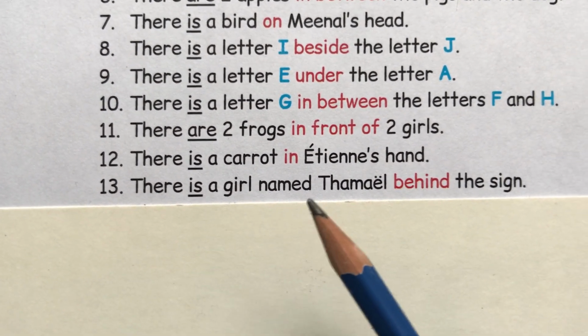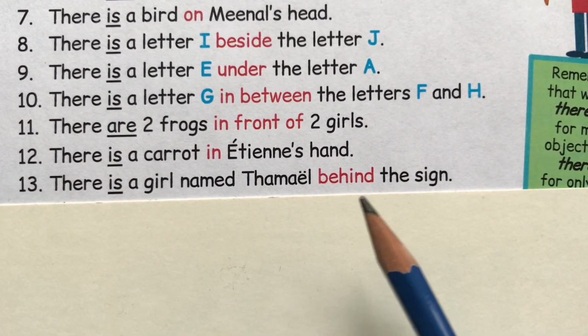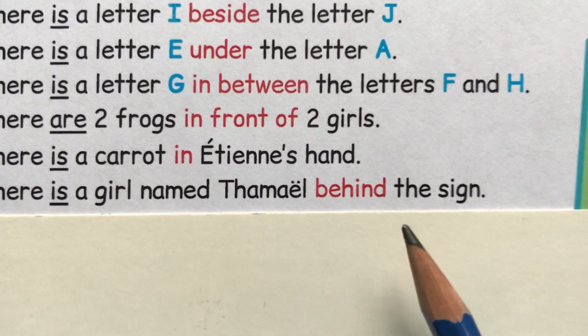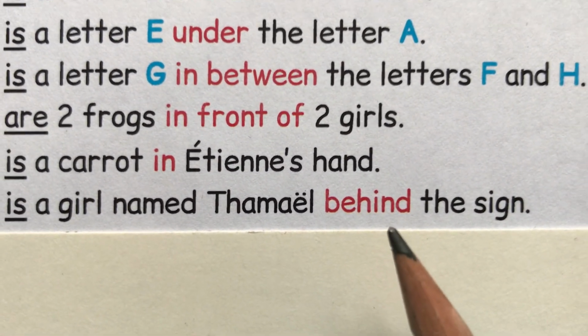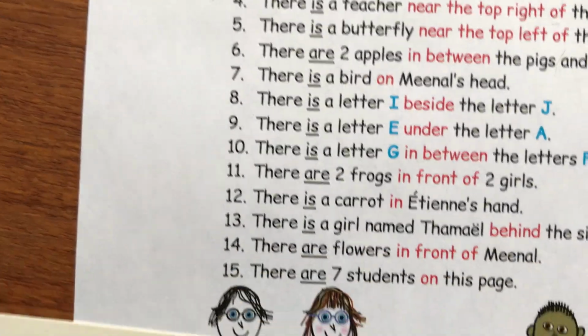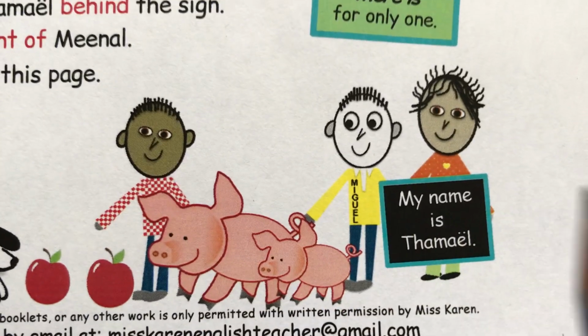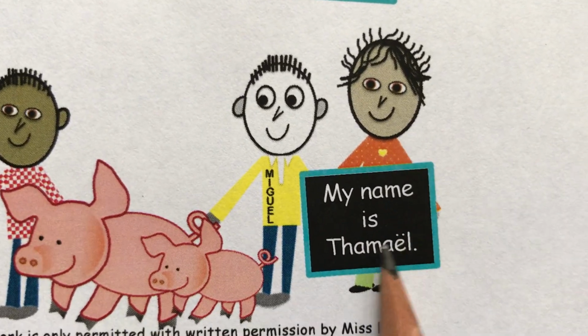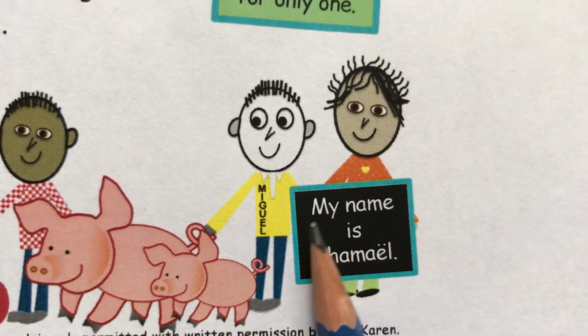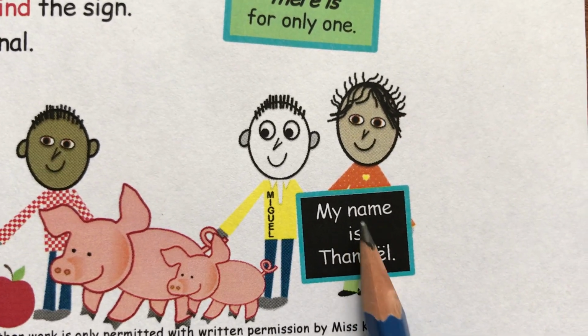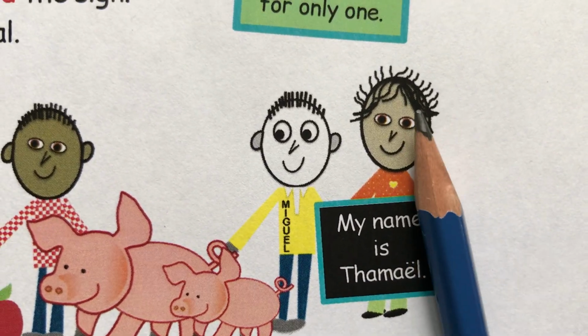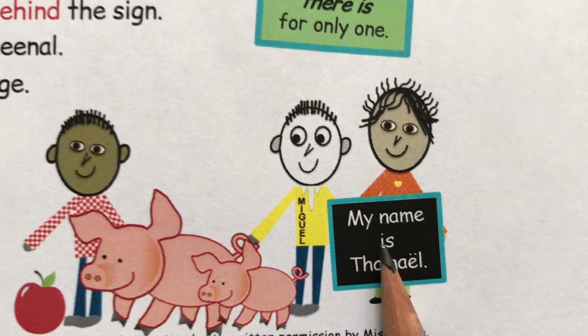13. There is a girl named Thamael behind the sign. Behind, ça veut dire en arrière de. So behind. Here's the girl named Thamael, and she is behind the sign. The sign is in front of her. She is behind the sign.